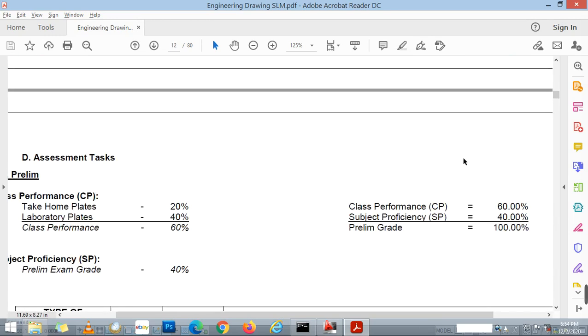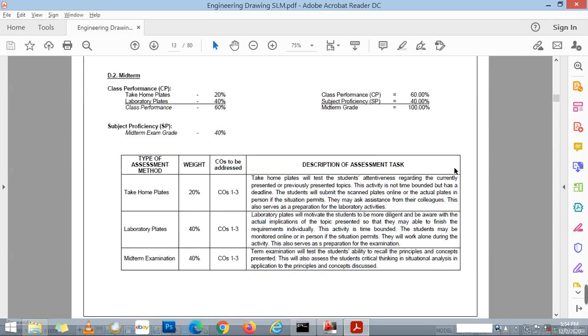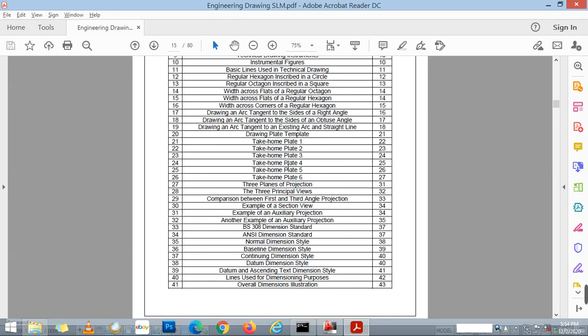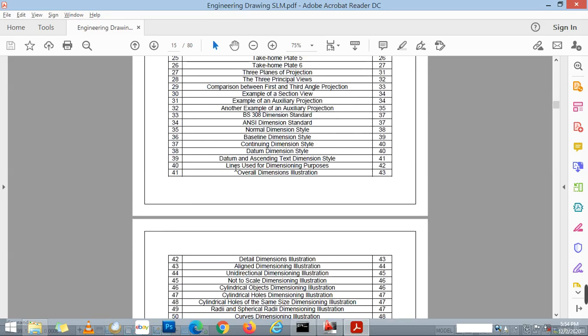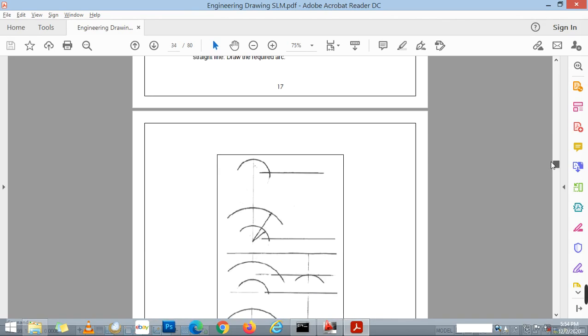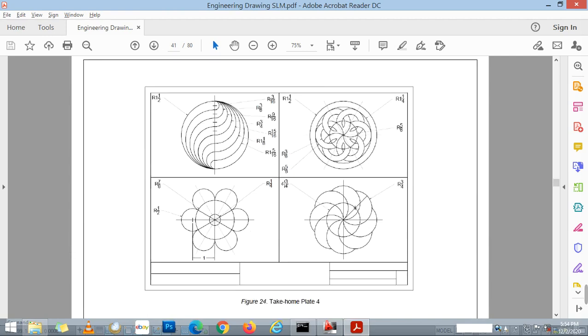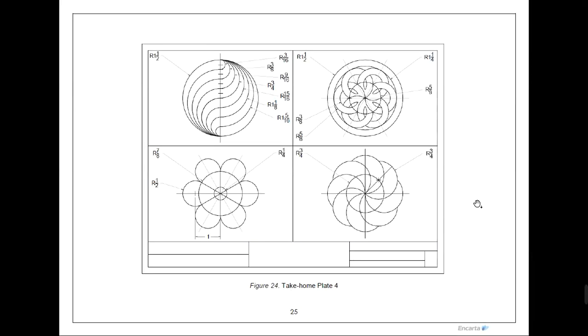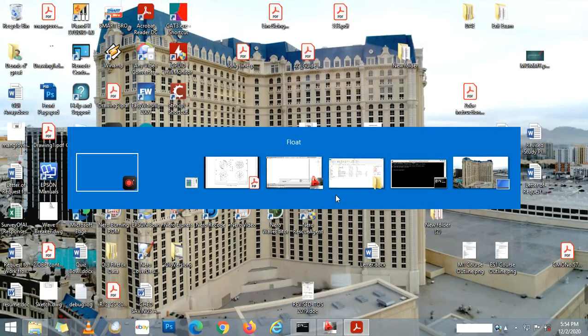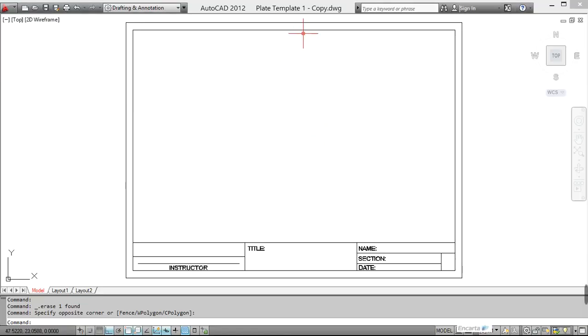So to find your drawing plate, take-home plate number 4, let's look at the list of figures. So take-home plate number 4, figure 24, and then page number 25. Okay, we have here your take-home plate number 4. And as you can see, we have 4 figures to draw. That's why we need to subdivide the remaining space here into 4 equal parts.